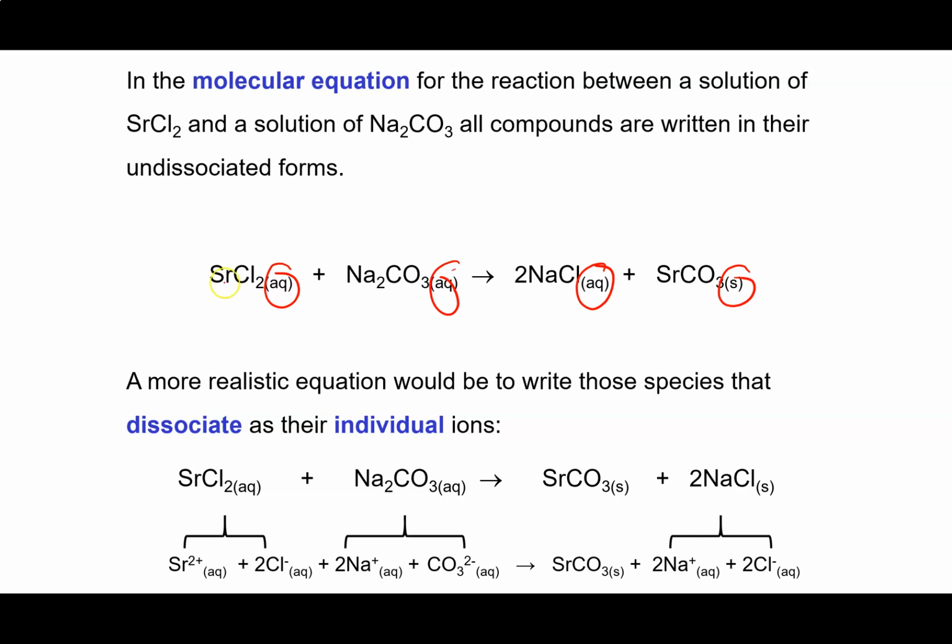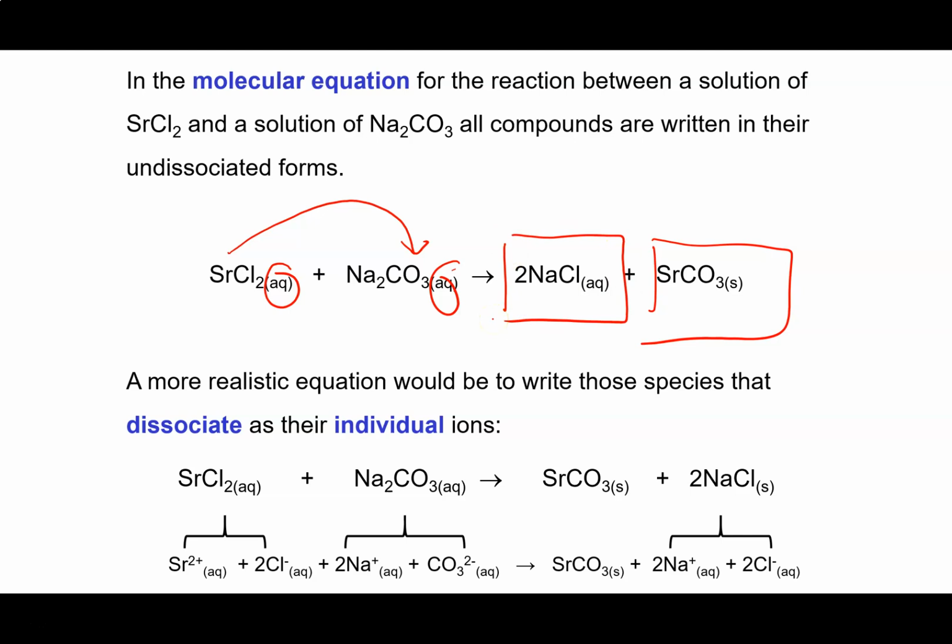What I know is that the strontium ions combine with the carbonate anion to form solid strontium carbonate. The sodium ions and the chloride ions remain in aqueous solution, and they're going to give me an aqueous solution of sodium chloride. Now I have to keep everything balanced, so I know that I'm going to require 2 moles of aqueous sodium chloride.